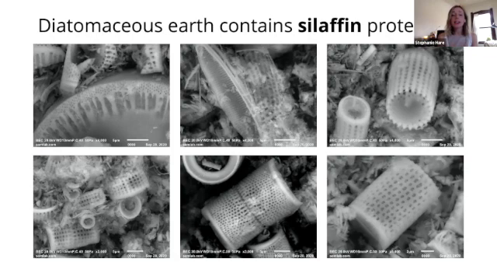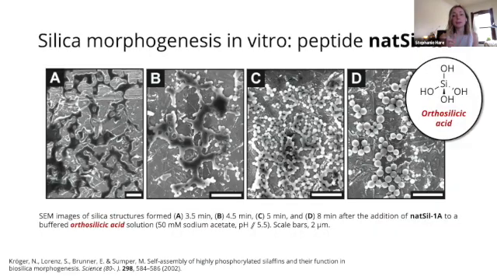And even beyond that, if you were to extract silafin from these organisms and take from that even just a piece of it, so just a small peptide, and the peptide that I'm going to be talking about in this slide is called NatSil1A. If you take that peptide and put it in a solution of orthosilicic acid, you can actually precipitate silica nanospheres on the order of seconds to minutes.